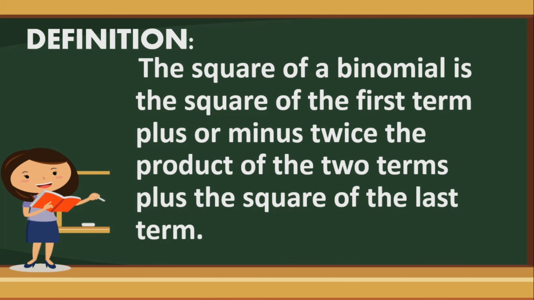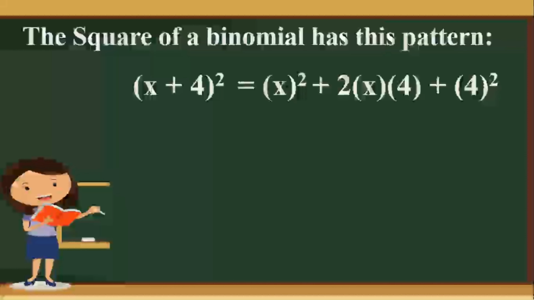For definition, the square of a binomial is the square of the first term plus or minus twice the product of the two terms plus the square of the last term. In short, the square of a binomial has this pattern.